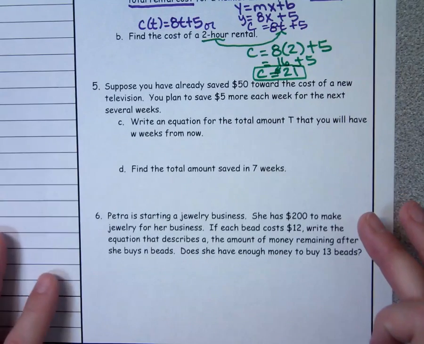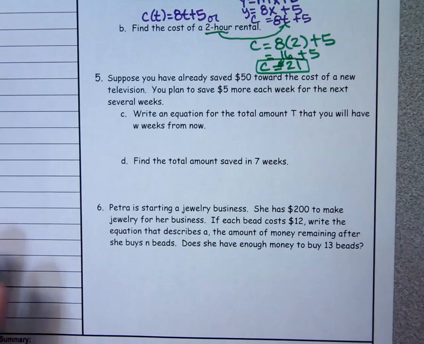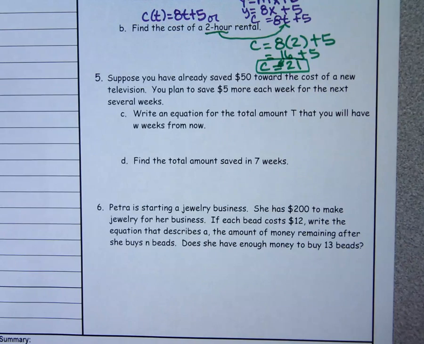Okay, number 5. Suppose you have already saved $50 towards the cost of a new television. You plan to save $5 more each week for the next several weeks. Write an equation for the total amount T that you will have W weeks from now. Okay, so let's look at this. What do you think the initial value is?